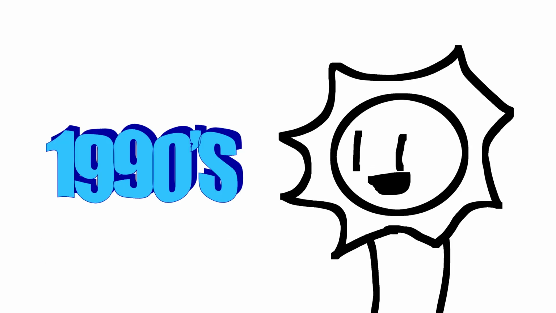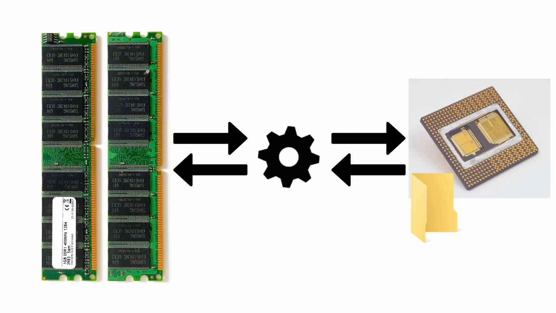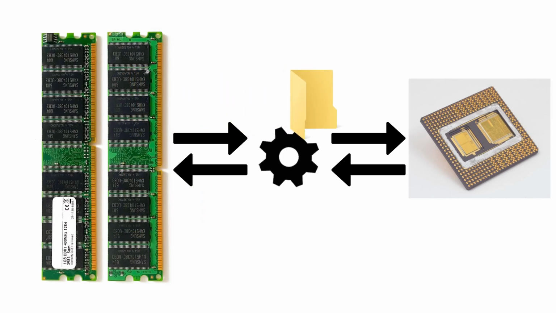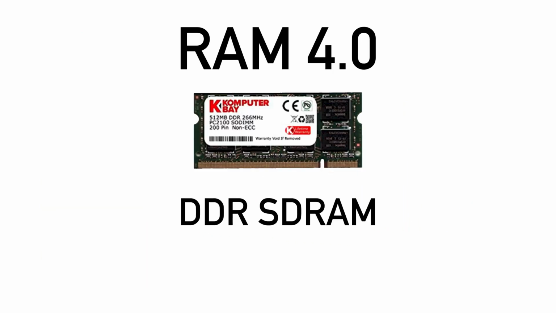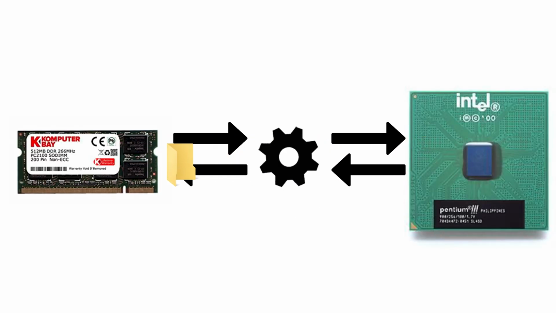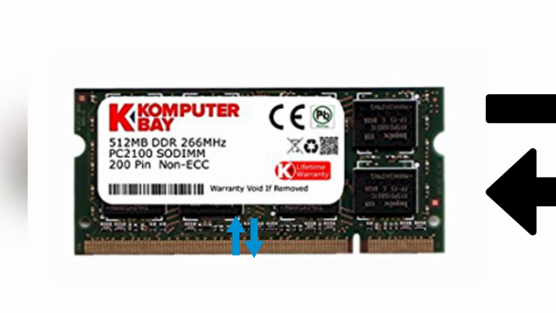In the 90s, the development of synchronous DRAM, or SDRAM, improved computer memory speeds by synchronizing the memory controller with the clock speed of the CPU. This allowed for faster data transfer rates between the RAM and the CPU. SDRAM was followed by double data rate SDRAM, or DDR-SDRAM, which doubled the data transfer rate of SDRAM by using both the rising and falling edges of the clock signal.